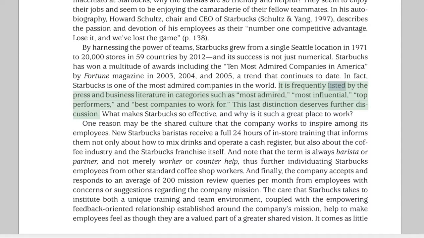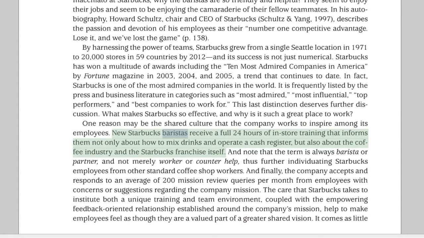It is frequently listed by the press and business literature in categories such as Most Admired, Most Influential, Top Performers, and Best Companies to Work For. This last distinction deserves further discussion. What makes Starbucks so effective, and why is it such a great place to work? One reason may be the shared culture that the company works to inspire among its employees.